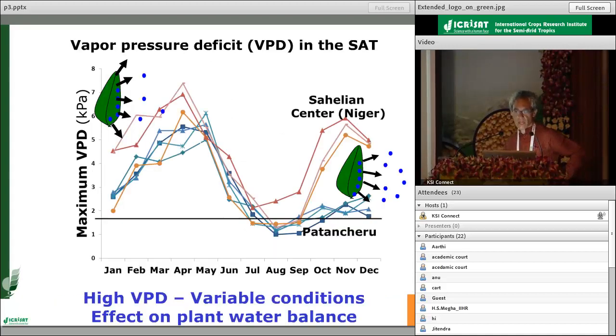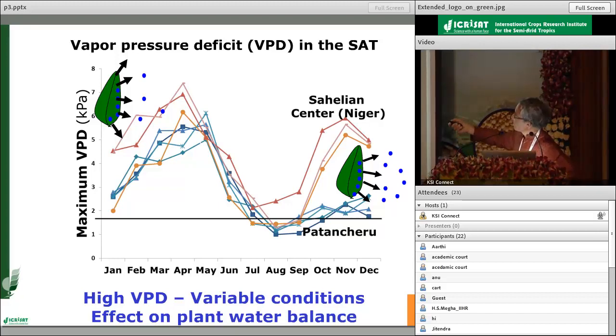When you talk about climate change and drought, we talk about temperature, and for example, the effect of temperature on reproductive success. I like to see the impact of temperature on the evaporative demand. That's what I've plotted here on the y-axis as a function of time of the year in some of our locations. That's here in Patancheru and one station we have in Niger.